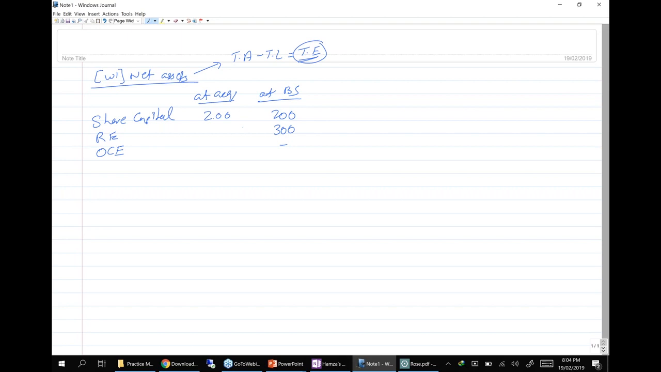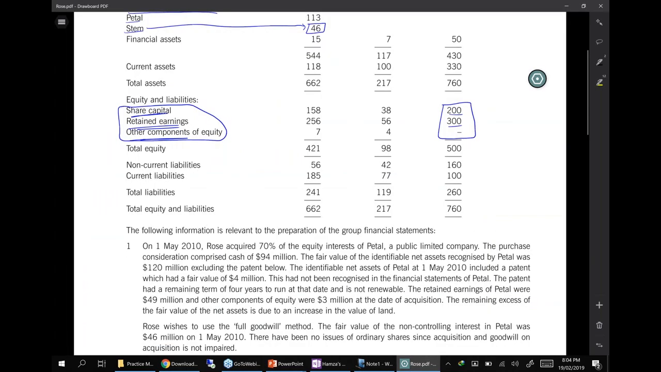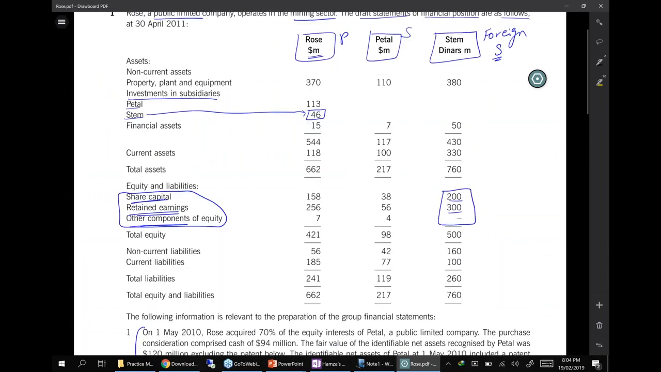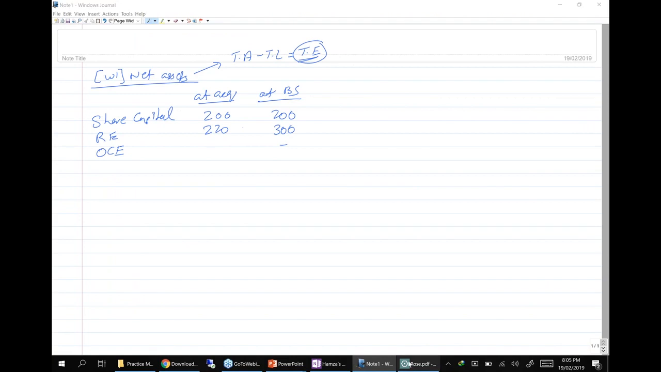So let's go back and read the question. The first part of the question mainly relates to the local subsidiary, which was Petal. We are not talking about Petal; you can try this at home on your own. Our focus is mainly on the foreign subsidiary, which is STEM. The question says that Rose acquired 52% of the ordinary shares of STEM on 1st May 2010, when STEM's retained earnings were 220 million dinars. So we are going to write 220 million dinars over here because these are the retained earnings at the date of acquisition. The fair value of the identifiable net assets of STEM on 1st May 2010 was 495 million dinars.